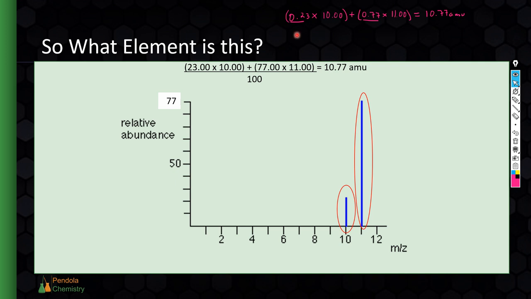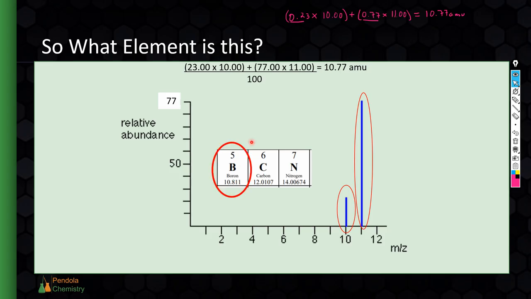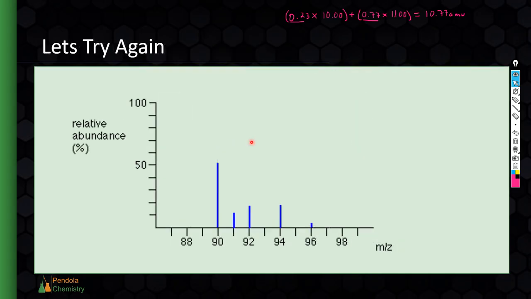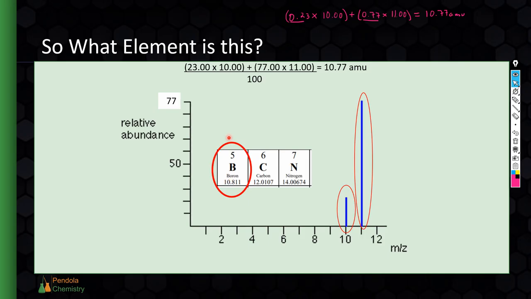In either case, we will grab that atomic mass that we get and compare it to the atomic masses on the periodic table. If we look here, we have a little section of the periodic table: boron, carbon, and nitrogen. Carbon and nitrogen are too far from the 10.77 AMUs, but boron is not. Boron's atomic mass is 10.811 on the periodic table, and that is close enough to make it our element.